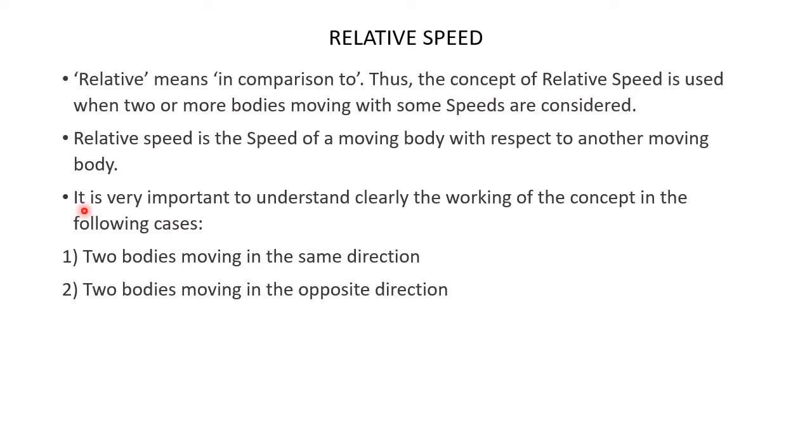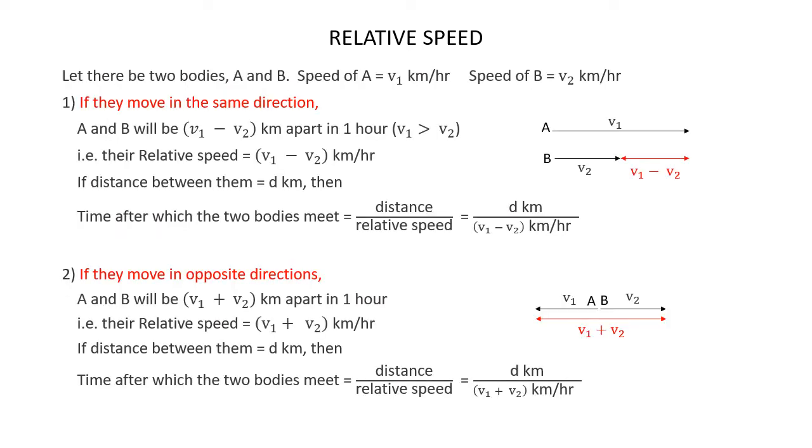It is very important to understand clearly the working of the concept in the following cases. Two bodies moving in the same direction. Two bodies moving in opposite direction. Let's now learn about the relative speed of two bodies A and B when they move in the same direction and when they move in opposite directions.